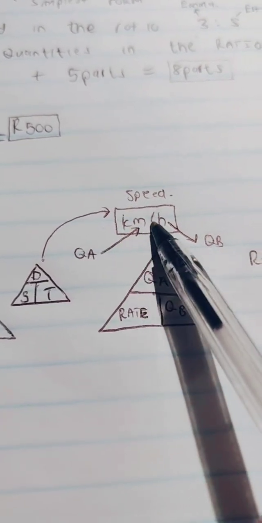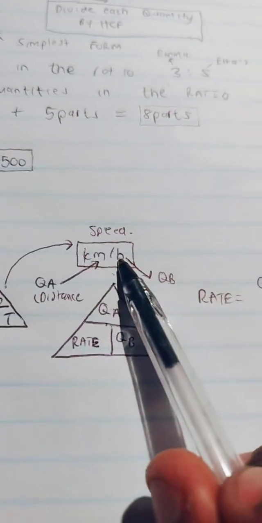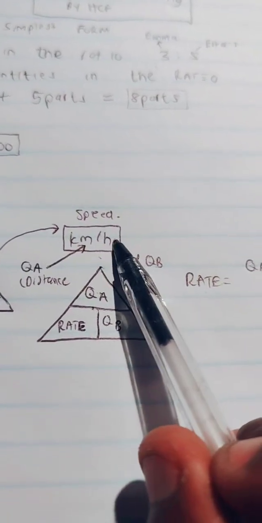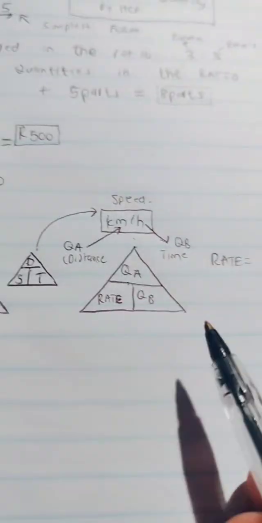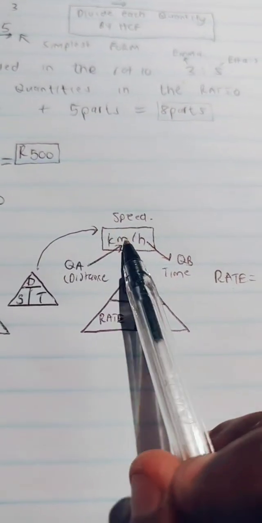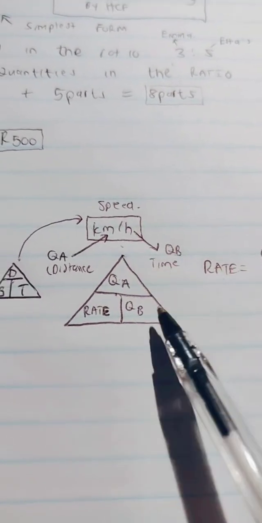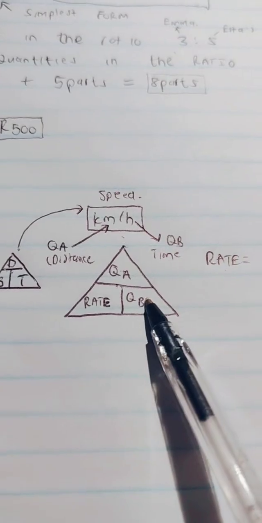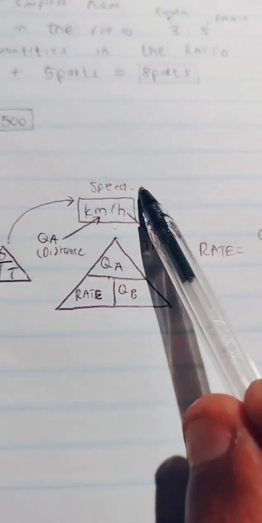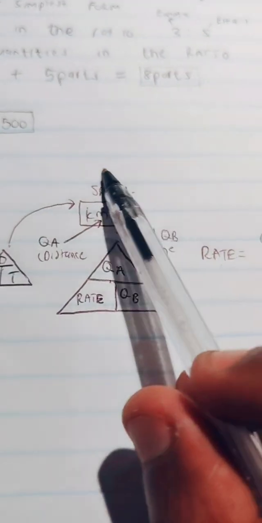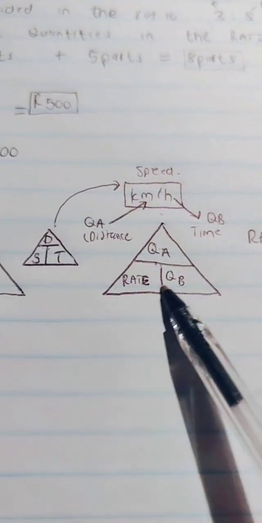So what is the first part here? It is kilometers. And what is kilometers? It is distance. The second part, it is hour. What is hour? That represents time. So therefore, quantity A is here at the top always. Quantity B is here at the bottom always. And then all of this, kilometers per hour, represents speed, which is our rate.